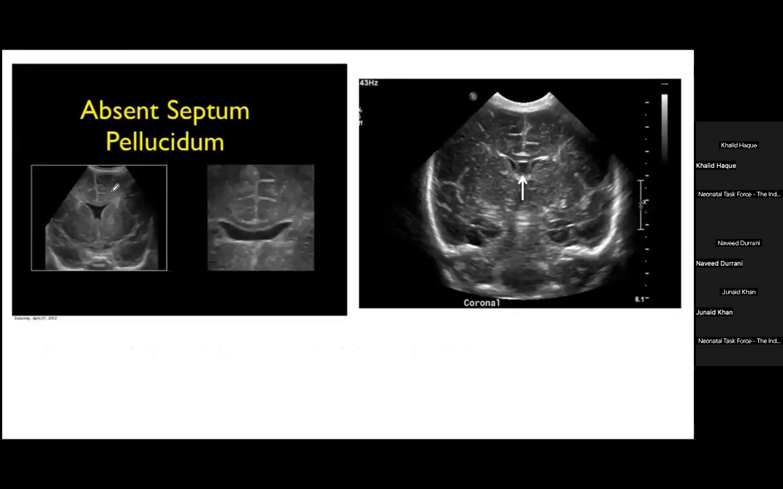If it is absent, you can see the ultrasound pictures somewhat like this. And this is another way to show you in the coronal plane. This is the septum pellucidum. On each side are the lateral ventricles.